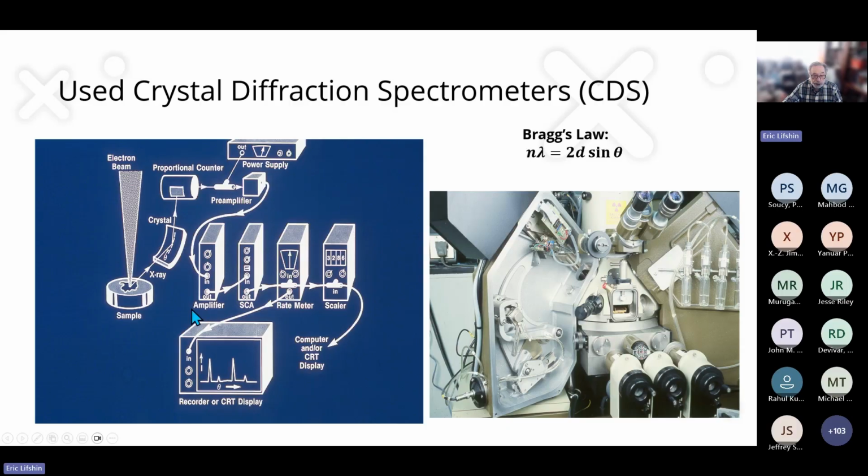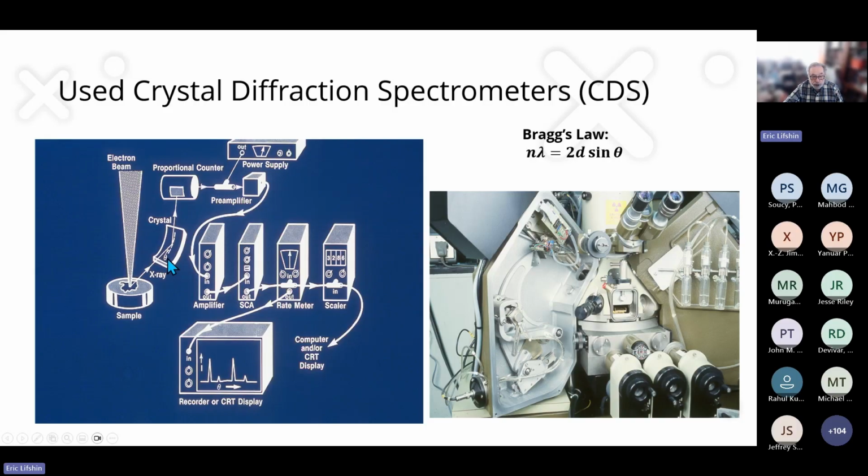So if we come over here to the schematic, we have an electron beam that ionizes a sample, and X-rays go off in all directions. Some of them will come to the crystal spectrometer over here, which has a relatively low collection efficiency, and bounce off if Bragg's law is obeyed. And Bragg's law, you hopefully recall, states that n lambda equals 2d sine theta, where n is an integer, let's say it's 1, lambda is the wavelength, d is the interplanar spacing of a crystal, and theta is the angle of incidence.